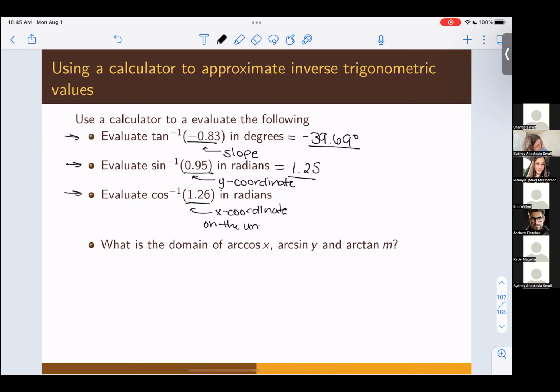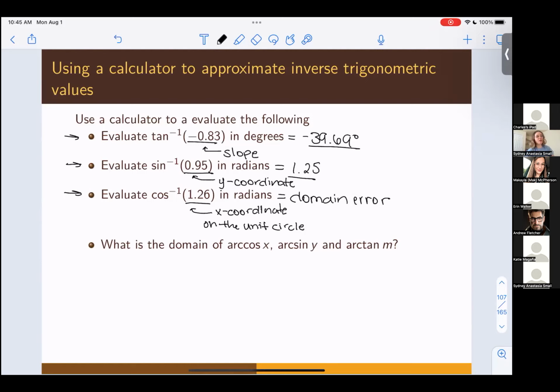Now, this should raise a red flag here. And if it doesn't right away, we'll see why in a minute, but try to type this into your calculator. See if cosine inverse of 1.26, what does it give us? Well, I typed it into my calculator and it gave me something called a domain error. It may just say error. Your calculator may be fancy enough to say domain error. Either way, your calculator will not be able to evaluate this.